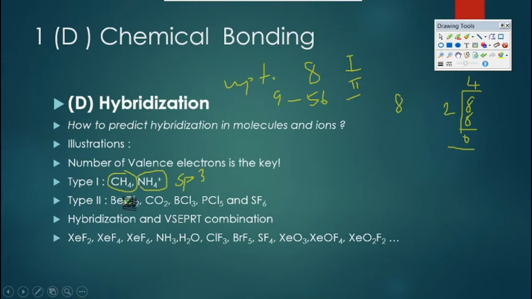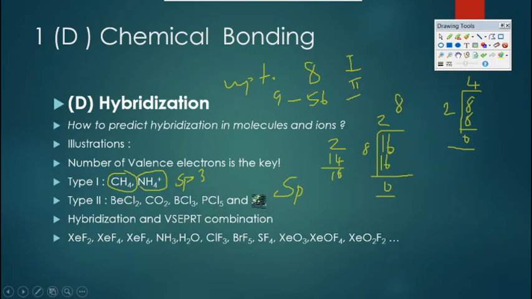Now BeCl2. Beryllium valence electron 2, each chlorine 7 plus 7, 14. So now we have valence electrons 16. So this is type 2, and in type 2 what to do? First we have to divide by 8. We get the quotient 2. Then no more remainder. Therefore, the quotient 2 will give the hybrid orbitals. That is very clear. In BeCl2, it is sp hybridization.